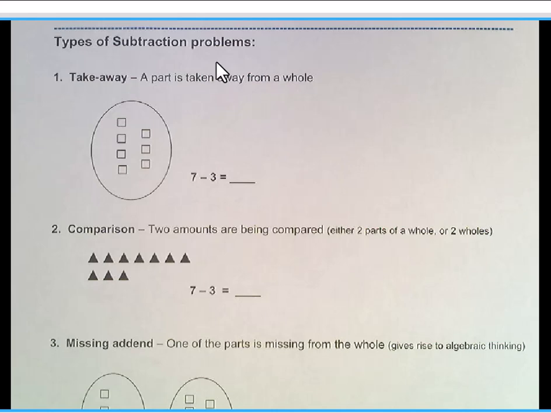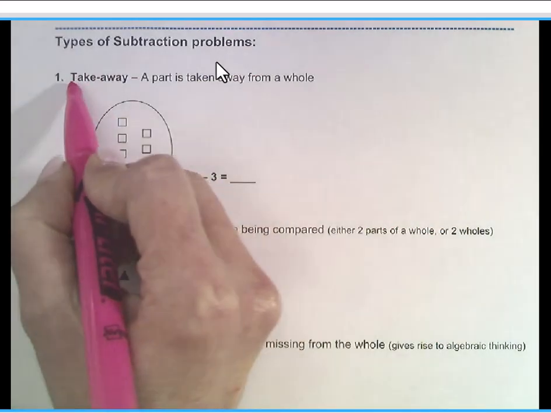There are three types of subtraction problems that we expect you to know in this class, and they are takeaway, comparison, and missing addend. So I'm gonna show you what they are, and then we're gonna practice doing some problems with each of the methods. The first method is probably the first way that you're taught to subtract, and that is takeaway.